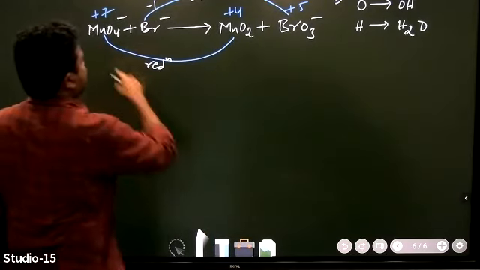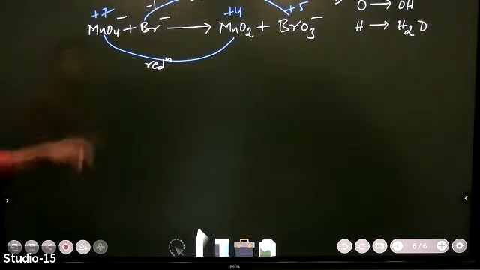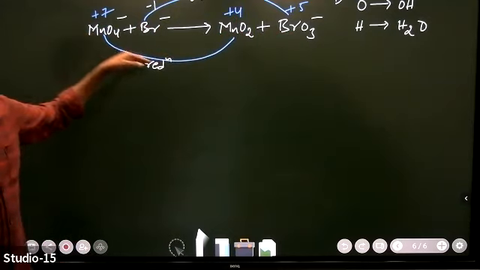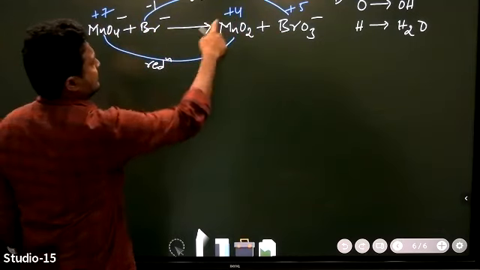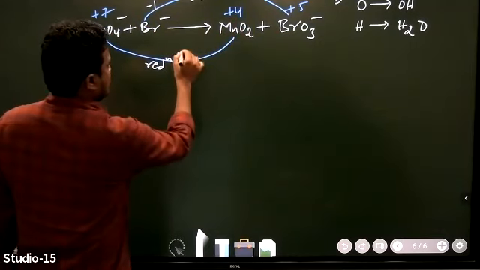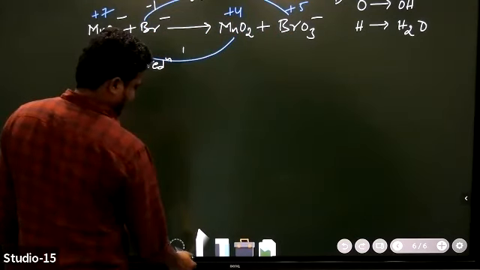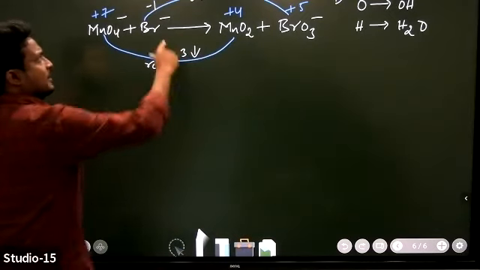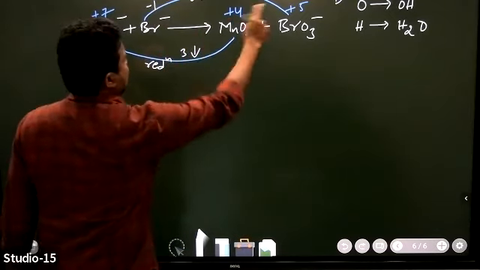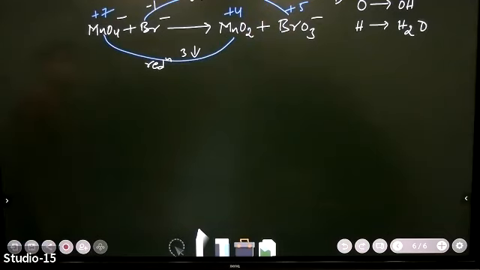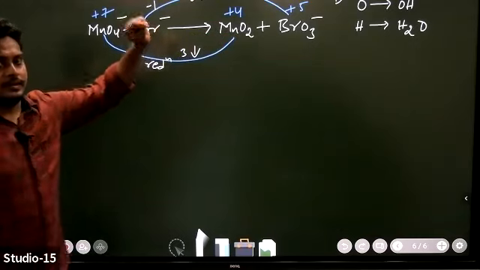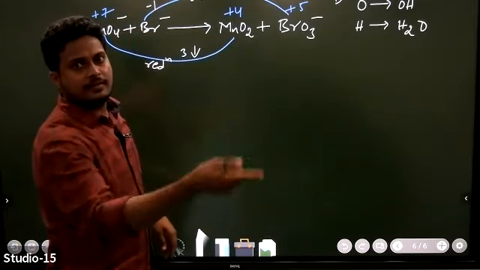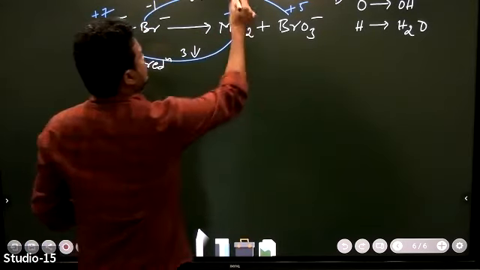This process is said to be oxidation and this process is said to be reduction. Now tell me, in the reduction change, how many units does the oxidation number decrease? From +7 to +4, the decrement is 3. Yes, 3 units decrement. But how many units does the oxidation number increase from -1 to +5? It is 6. Yes, very good. From -1 to +5, that is 6.